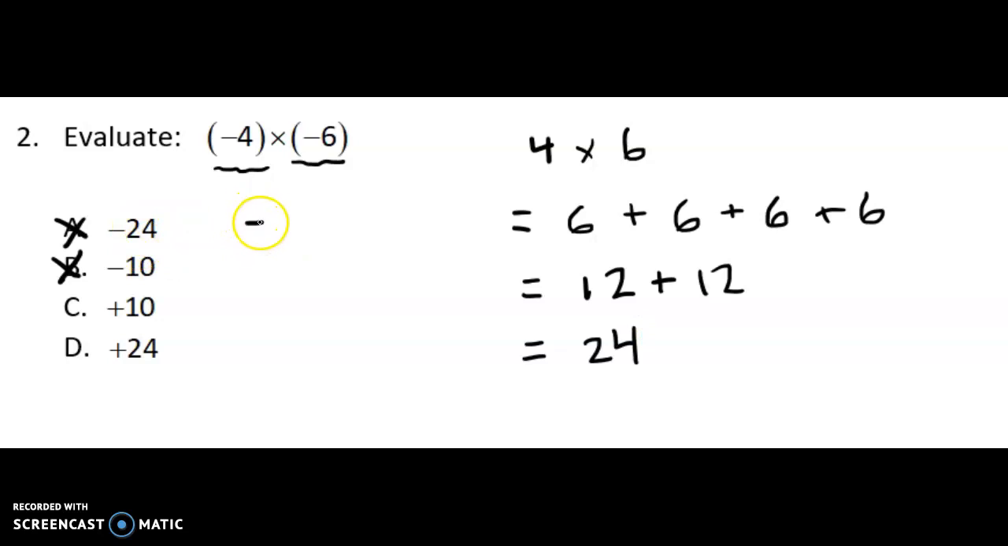So when we're looking at -4 times -6, 4 times 6 is 24. The two negatives give me a positive answer, so I have a positive 24.